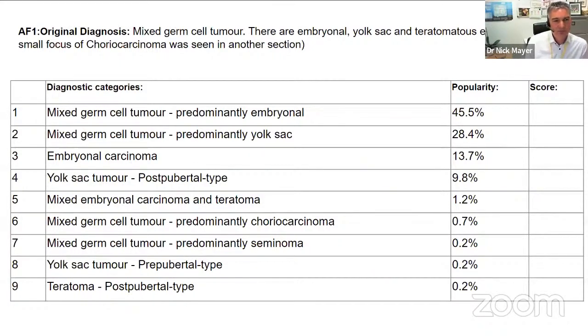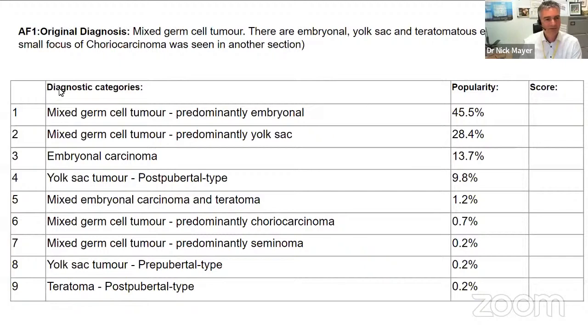Now, the next two responses, embryonal carcinoma and yolk sac, people just putting embryonal may have put embryonal because we were asked what the predominant type is, and they may not have realised there was a mixed germ cell tumour, predominantly embryonal, and the same for the yolk sac post-pubertal type responses as well. And then we had another one here with embryonal and teratoma.